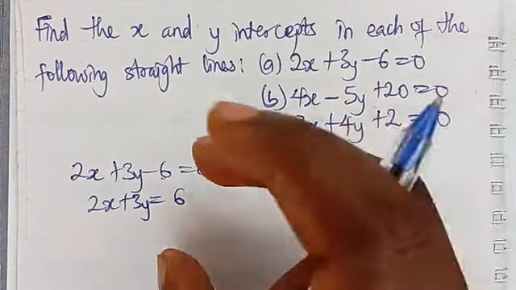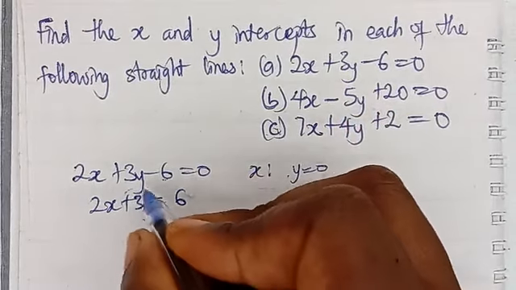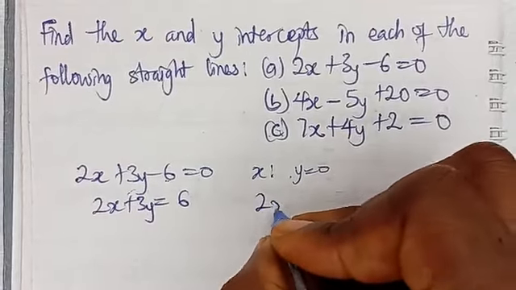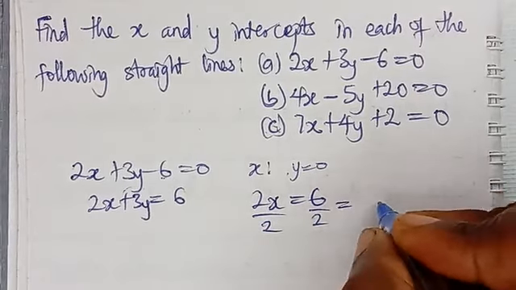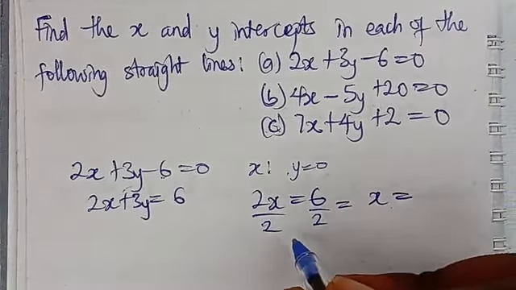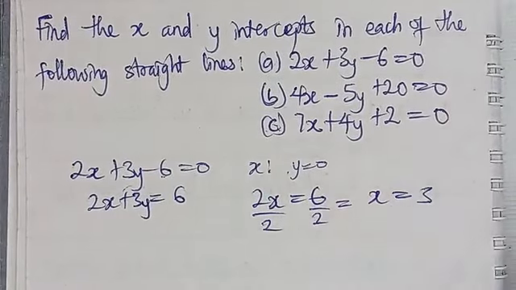Okay, so for x-intercept, we have that y is equal to 0. So that 2x is equal to 6. We divide both sides by 2. And then we have that x is equal to 6 over 2 is 3.